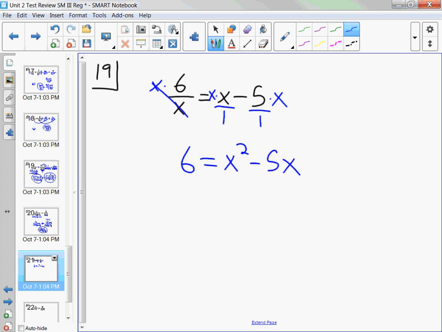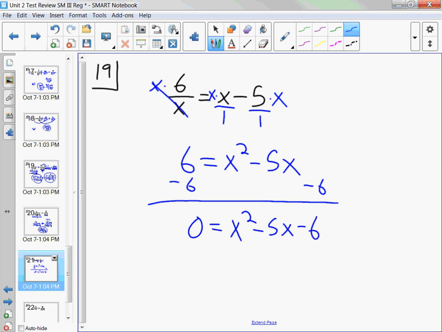Those cancel out, and I get 6 equals x squared minus 5x. That is a quadratic equation. So I get everything on one side. I'm going to minus a 6 to both sides. I have x squared minus 5x minus 6, and that factors to be, I'm looking for two numbers I can times together and get negative 6, add together and get negative 5. That would be x minus 6, x plus 1. And so my solutions are 6 and negative 1.